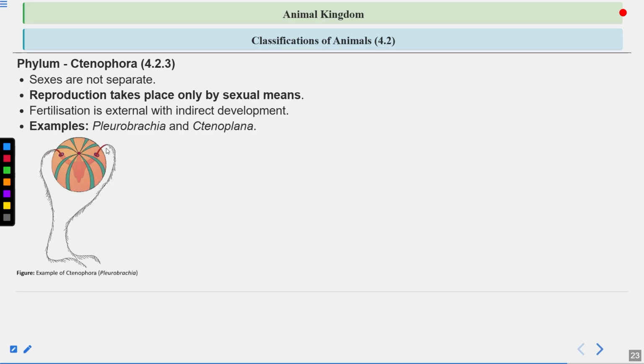So here you can see the 8 rows of comb plates. This green lining, these are the comb plate structures that help in the process of locomotion.